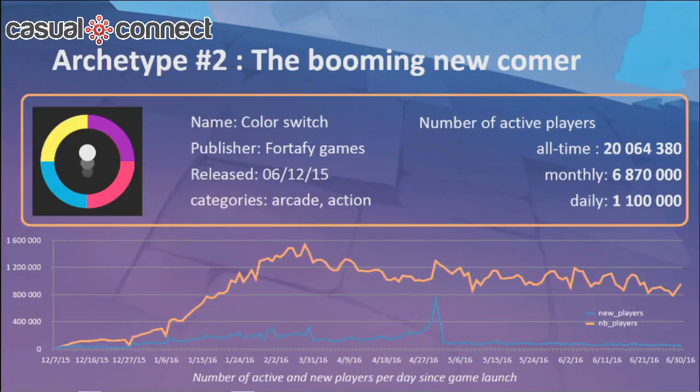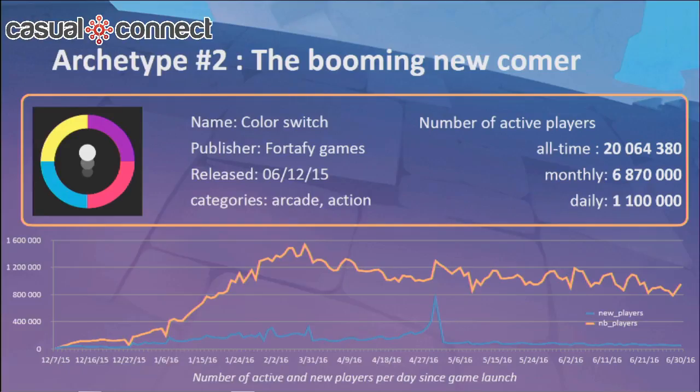The second archetype is the booming newcomer. We picked Color Switch because it was released late 2015, and it got a crazy success with like 20 million installs, around 7 million players per week, and around 1 million players per day. There is some kind of serious acquisition made up until the end of April or so.